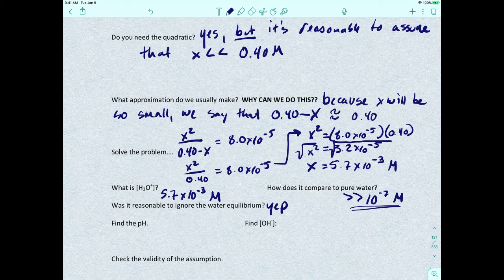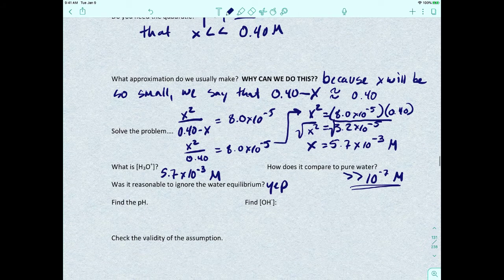This reaction is really going to produce pretty much all of the hydronium ion that we're going to deal with. Now that we know the concentration of hydronium ion, we can solve the pH. pH is equal to negative log of the concentration of H3O plus. We pop it into that equation, and the pH of this becomes 2.24.